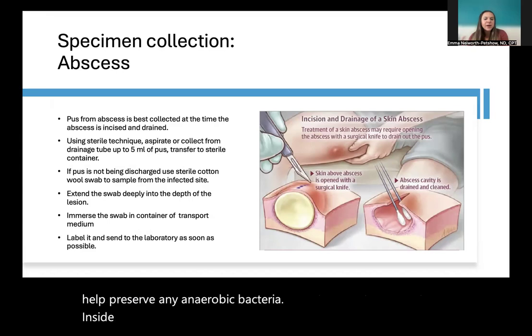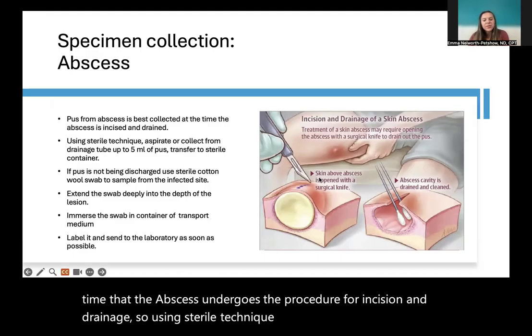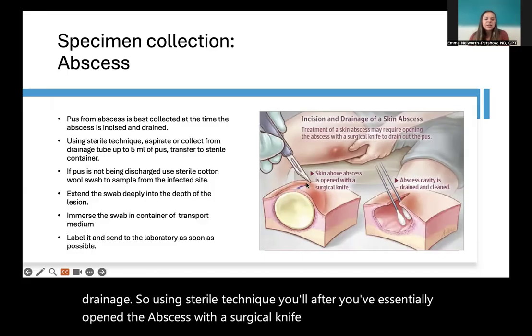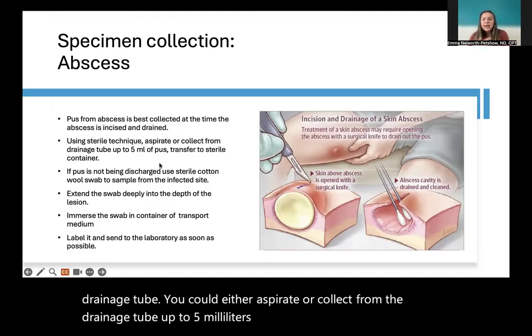Inside of an abscess, pus from an abscess is best collected at the time that the abscess undergoes the procedure for incision and drainage. So using sterile technique, after you've essentially opened the abscess with a surgical knife, you collect from a drainage tube. You could either aspirate or collect from the drainage tube up to 5 milliliters of pus and transfer that to a sterile container.